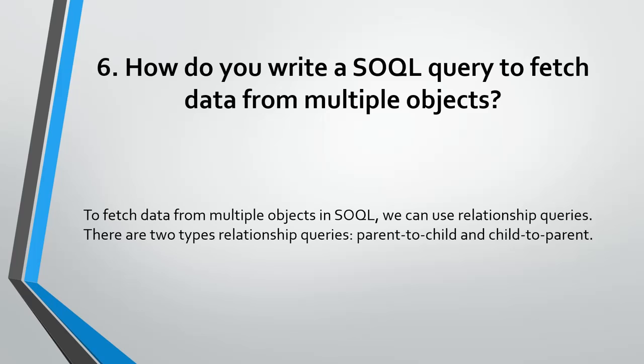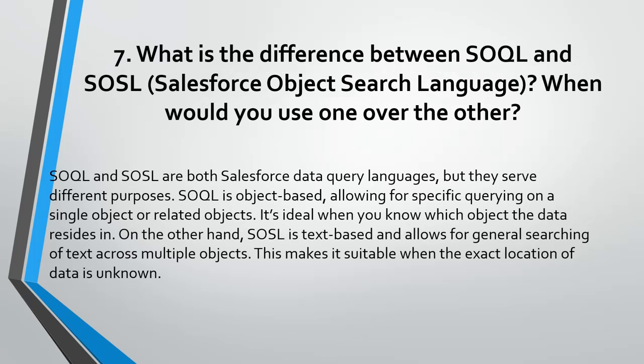So how do you write a SOQL query to fetch data from multiple objects? To fetch data from multiple objects in SOQL, we can use relationship queries. In earlier questions we have seen we can create parent to child and child to parent relationships.